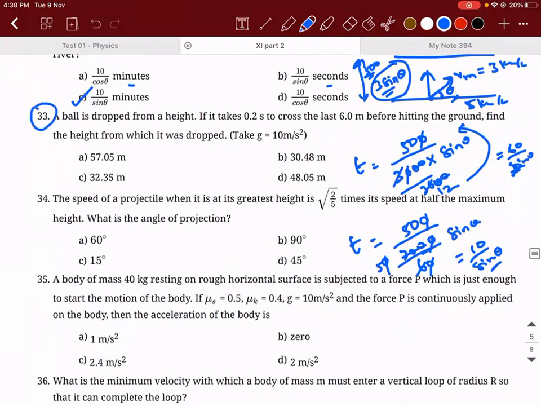Okay, 33rd. There is a ball that is dropped from a height. If it takes 2.2 seconds to cross the last 6 meters before hitting the ground, find the height from which it is dropped.